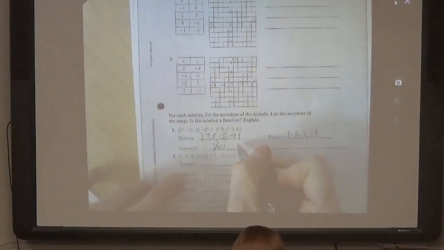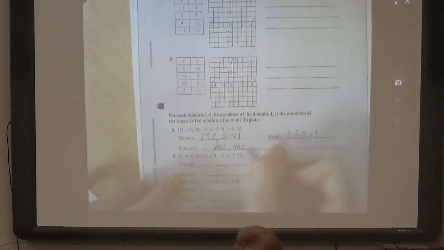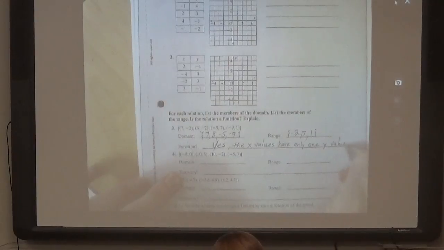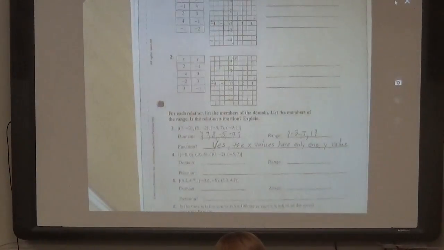And explain it. The x values have only one y value. Each x value has only one y value. Questions on this? All right, complete the worksheet then for tomorrow.